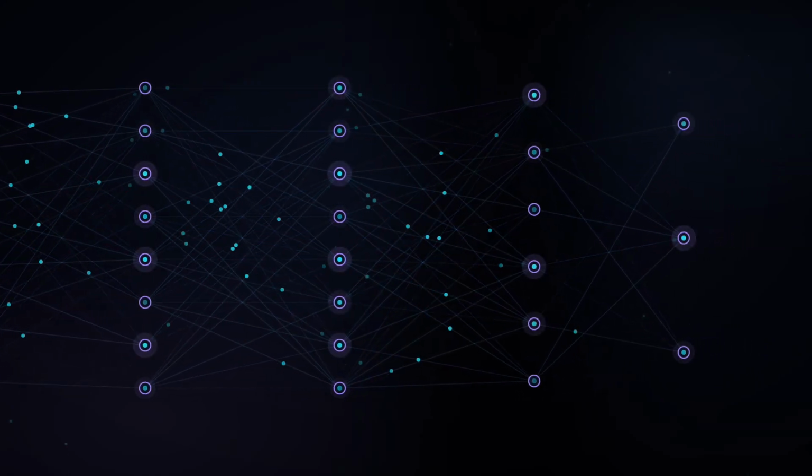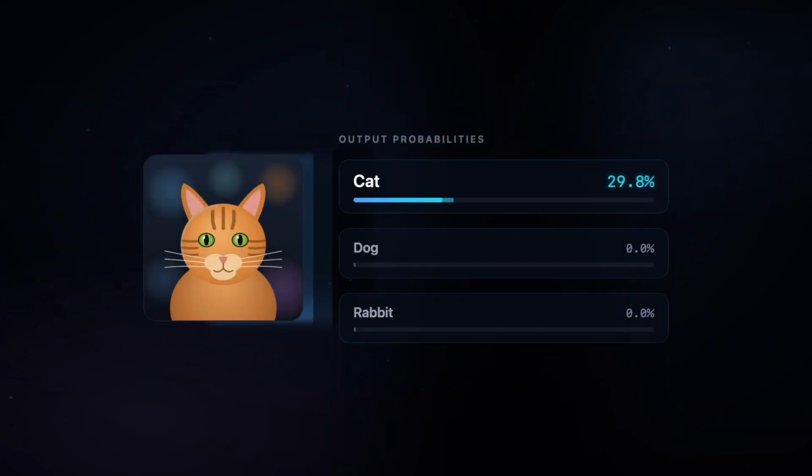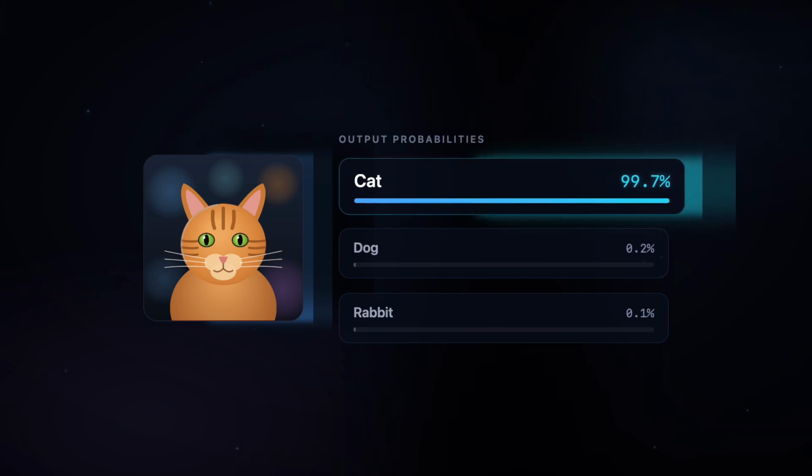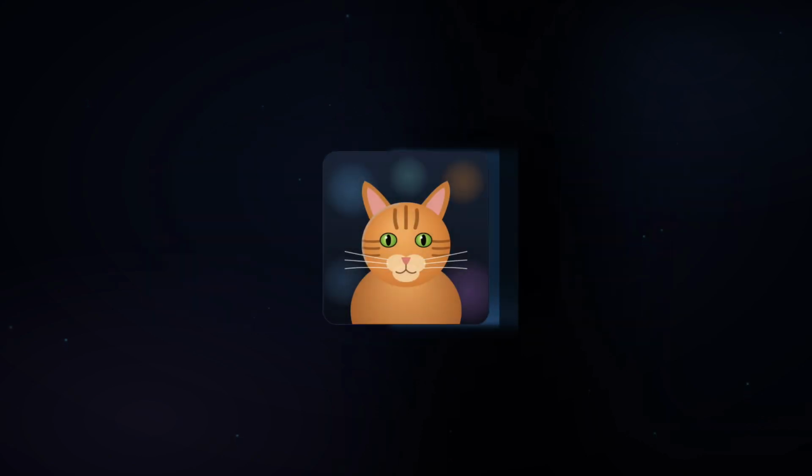The final layer converts everything the network has learned into probabilities. Each value represents the model's confidence for a different class. Here, it's 99.7% confident this image is a cat. And that's how AI sees an image.